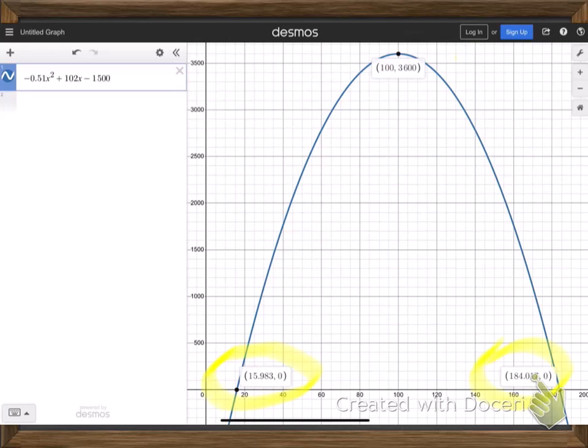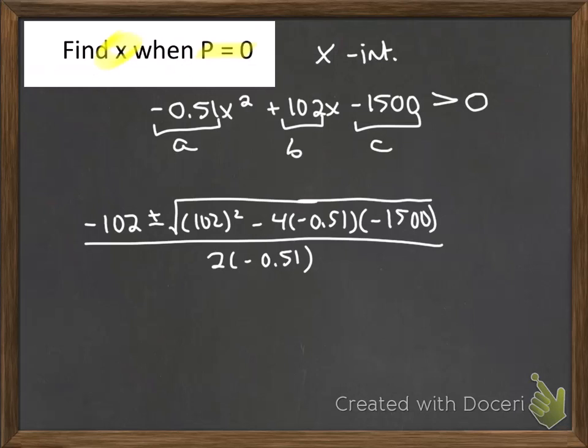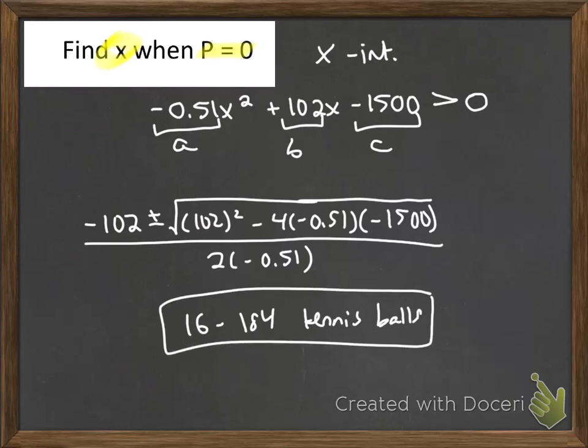Right, so if we want to keep the profit positive, we have to manufacture, and let's remember we can't manufacture part of a tennis ball, so we're going to round this to 16, and we'll round this to about 184. Okay, so if we want to keep our profit positive, we are going to have to manufacture between 16 and 184 tennis balls. So again, you can type that in and compute it, you can fact check it and make sure that it's the same as those values that we got graphically.